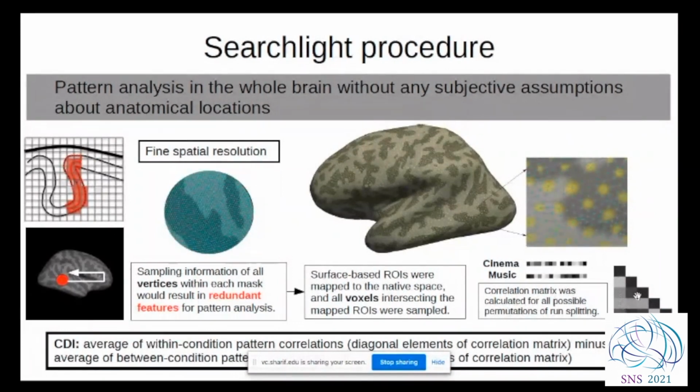Basically, there are some specific patterns for each subcategory in a way that they are replicable across two sets of runs, and we can get a high correlation in the diagonal elements and low correlation in off-diagonal elements.